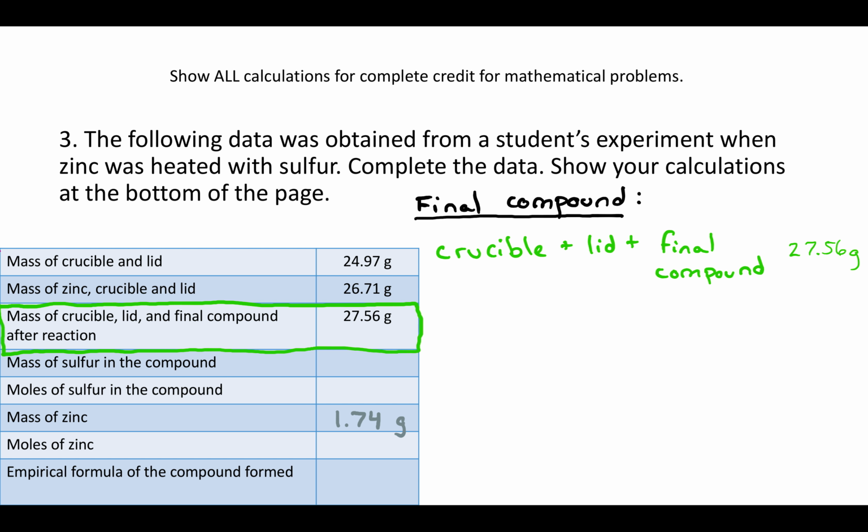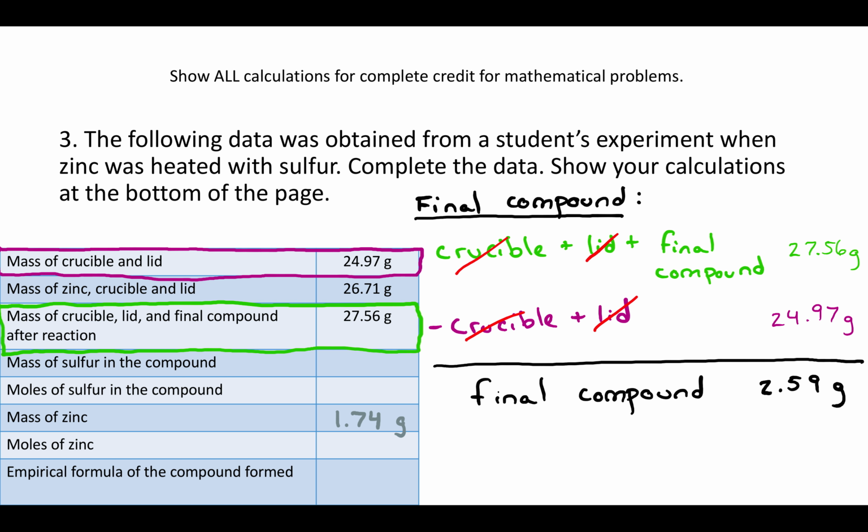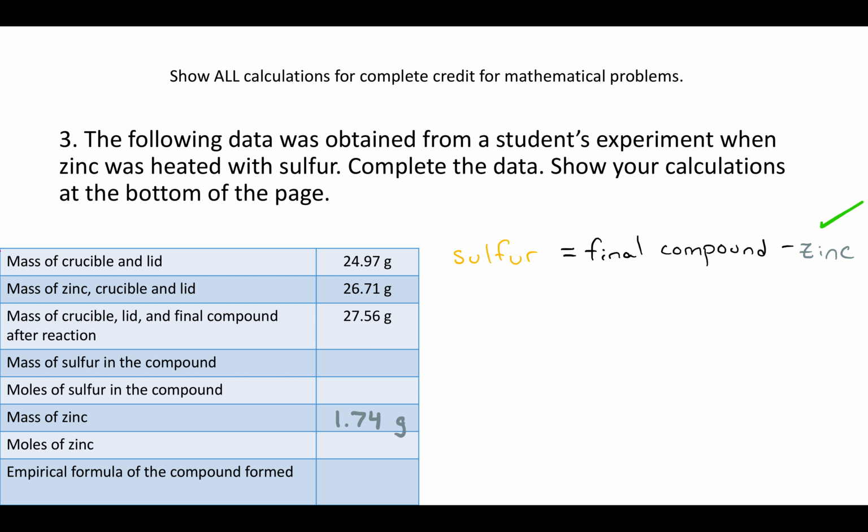To find the mass of the final compound, we have the mass of the crucible, the lid, and the final compound. If I subtract the crucible and the lid, you can see that those will cancel out, and I'll just have the mass of the final compound as 2.59 grams. So now we have the mass of zinc and the mass of the final compound. So the mass of sulfur is going to be the mass of the final compound, 2.59 grams, minus the mass of zinc, which is 1.74 grams, and that's going to be 0.85 grams. And I'll just write that in the box on the table.